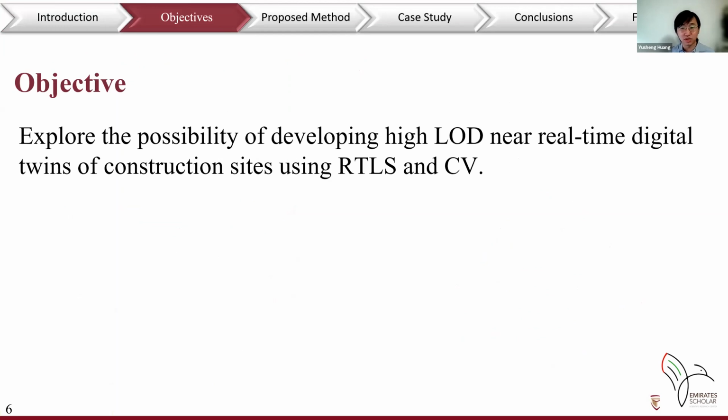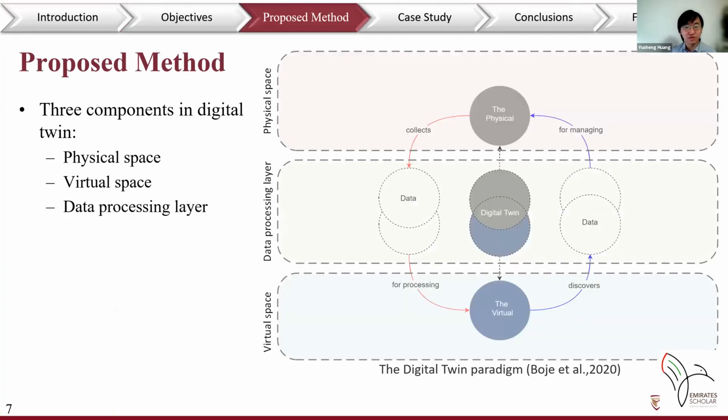In this paper, we want to explore the possibility of developing high-LOD near real-time digital twins of construction sites using RTLS and computer vision. A digital twin has three parts, which are the physical space and the virtual space, and also the data processing layer, which is the connection between the two spaces. In the physical space, data is collected and processed to be used in the virtual space to create the virtual replica. And useful information can be retrieved from the virtual space to assist the management in the physical space using the simulation. The proposed method is developed following this structure.